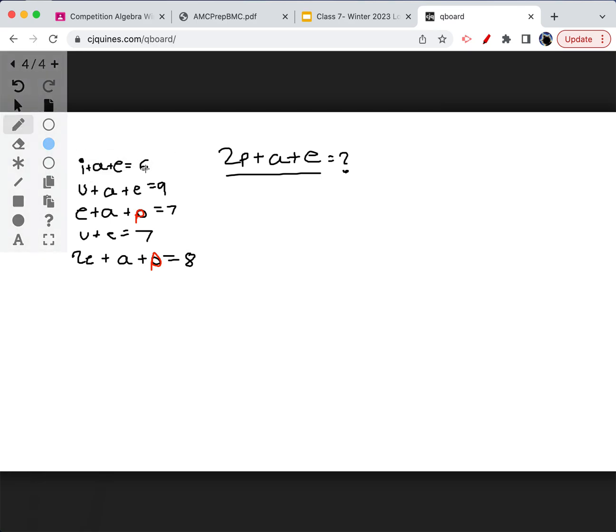Because if we isolate i, we'll get i is equal to 6 minus a minus e. But there's nowhere to substitute in that value of i again. So it's basically useless. Essentially, we can just ignore this equation here, since the i doesn't show up in any of these equations. So let's just ignore that. Now we have u plus a plus e is equal to 9. It doesn't matter which one of these we isolate since they all have a coefficient of 1. So let's just say u is equal to 9 minus a minus e.